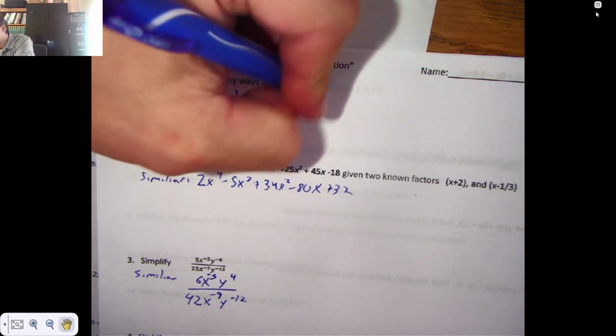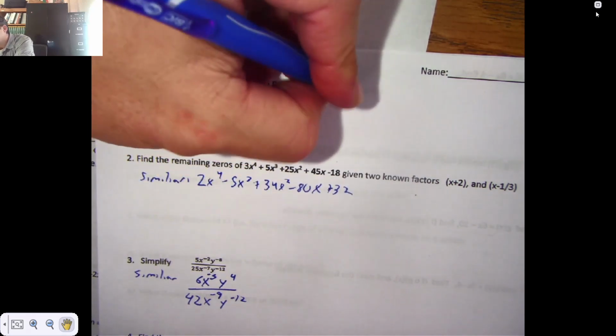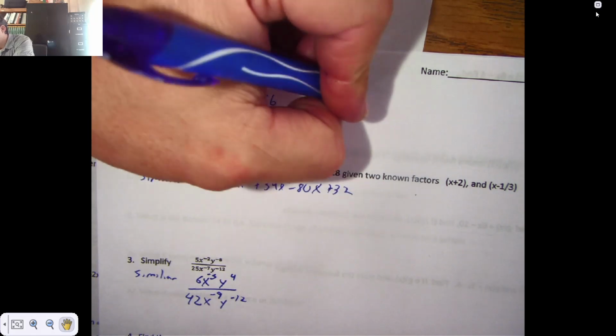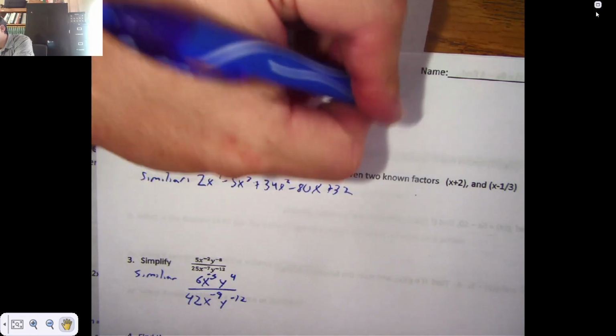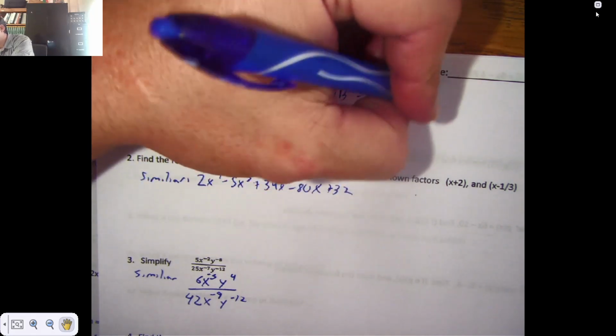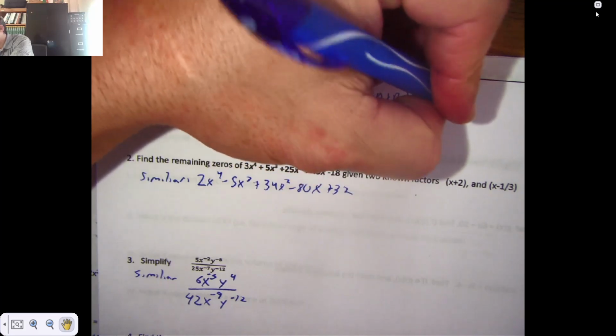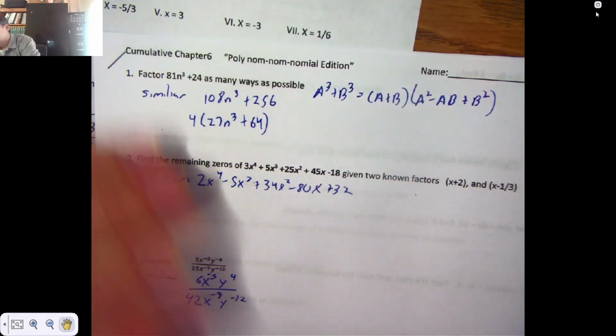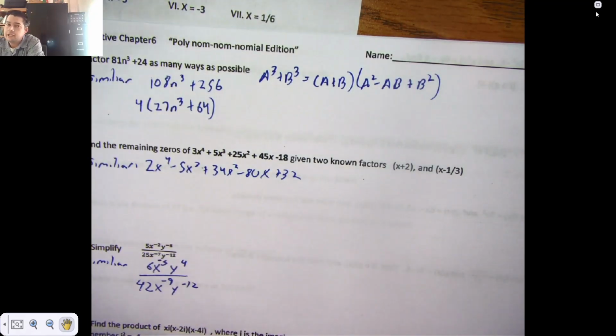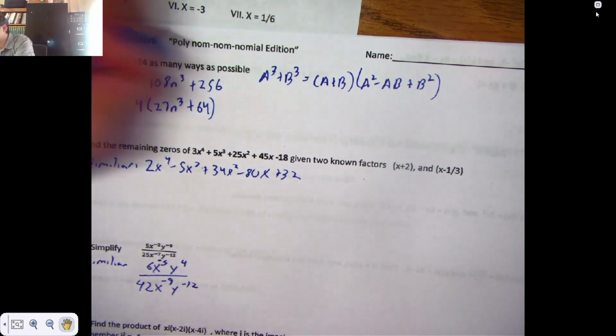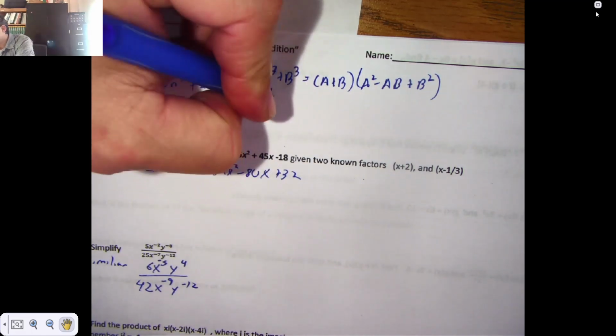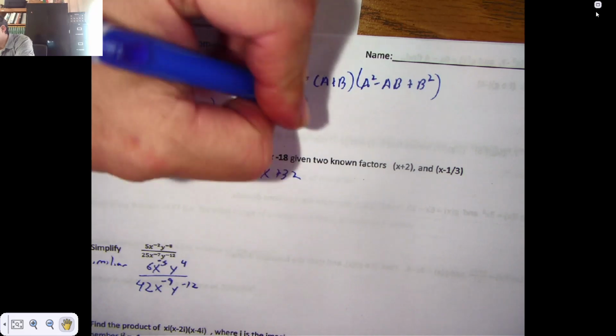Now, I'm also familiar with the a cubed plus b cubed pattern, which you're supposed to be as well. It factors as a plus b times a squared minus ab plus b squared. I hate it for those of y'all that can't memorize. So let me write down that partial factorization and then talk about it.